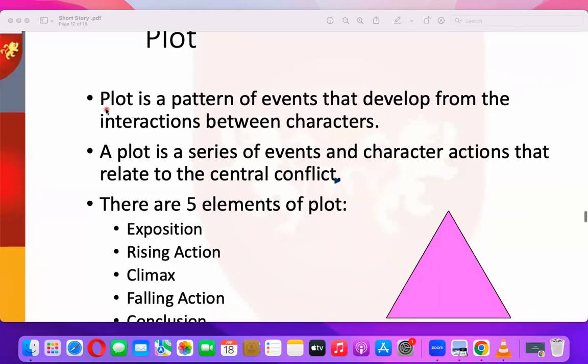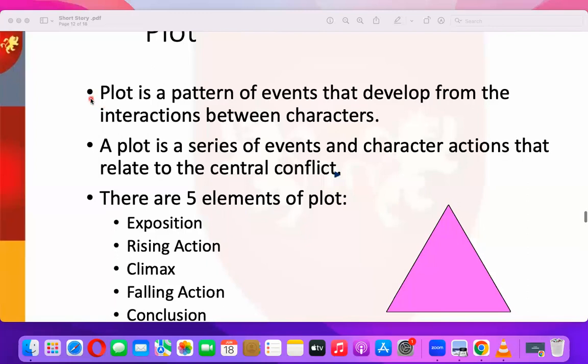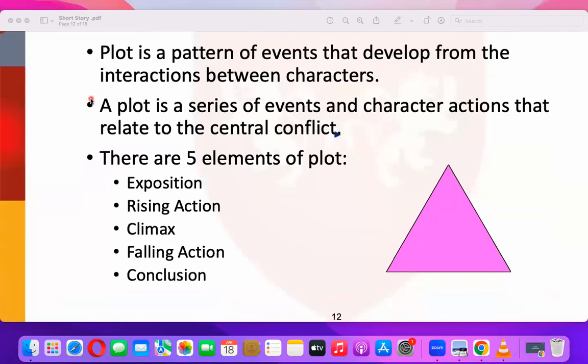You can read, please. You can read if you want. Plot is, you read the definition. Plot is pattern of events that develop from the interactions between characters. Exactly. So the plot here, pattern of events. And okay. أحداث طيلة القصة from the beginning until the end. هذه الأحداث كلها بتكون مترابطة مع بعض، بنسميها plot. كل هذه الأحداث.